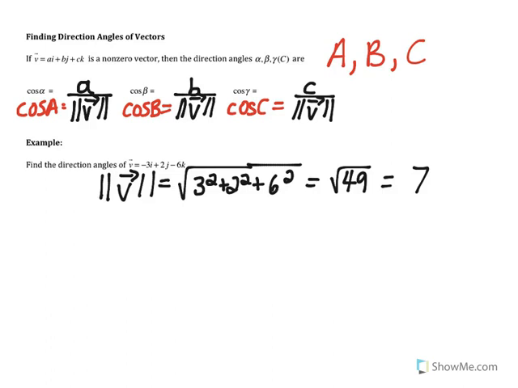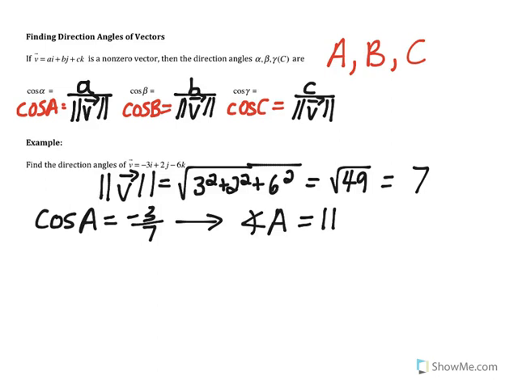And then we have three different angles we're going to find. I'm going to use A, B, and C for this. So cosine A, we'll do -3 over 7. So you're just typing in your calculator inverse cosine of -3 over 7. Again, make sure you're in degree mode. We're going to get angle A is 115 degrees.